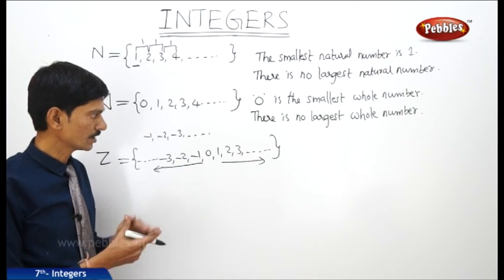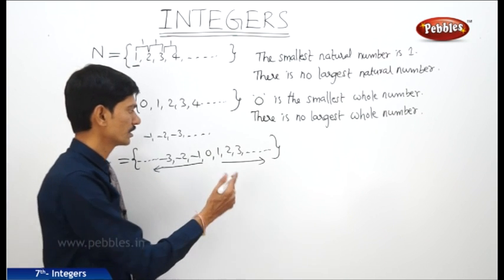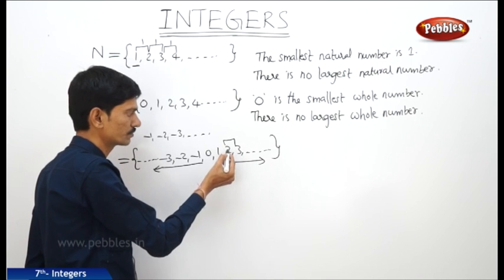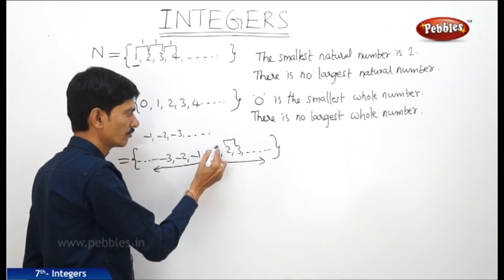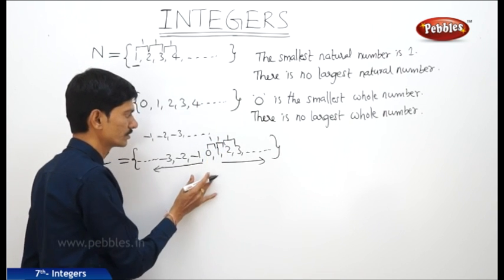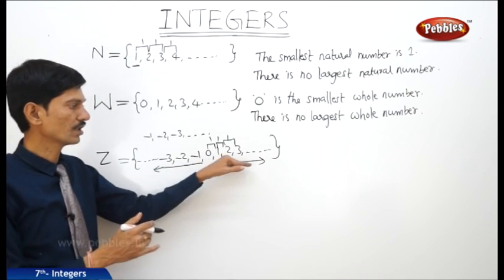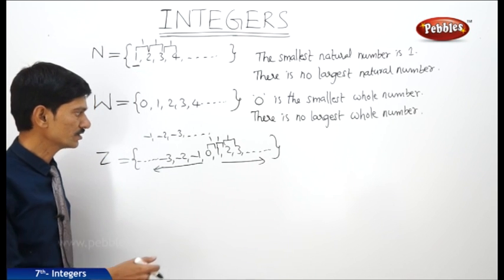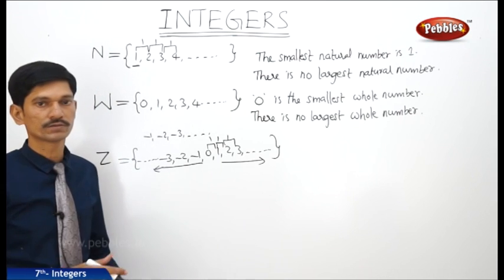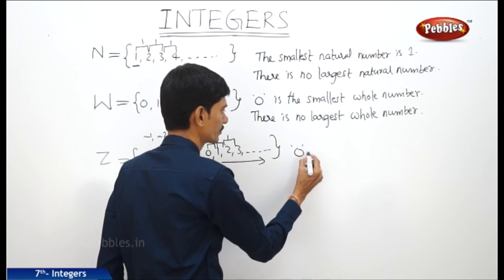And here also the difference of any two consecutive integers is 1. The difference between 2 and 3, that means 3 minus 2, is 1. The difference between 1 and 0 is also 1. So the difference between any two consecutive integers is always 1. And there is no smallest integer, there is no largest integer. Next, what is the integer neither positive nor negative? So that is 0. So 0 is the integer neither positive nor negative.